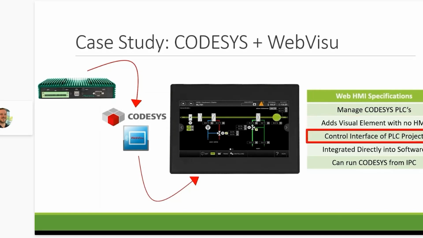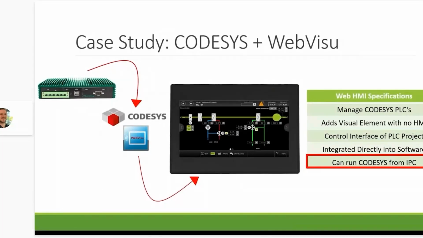This means that you have full control over the interface of the PLC project just as you would using a regular HMI. Since this feature is directly integrated into the CODESYS software, you only need to use the software for PLC logic and visuals rather than two separate softwares. In addition to all this, since CODESYS is a PC-based software, you can run CODESYS directly on an industrial PC, which again, we offer several varieties of, and stream the CODESYS WebVisu feature from the IPC onto a web HMI.